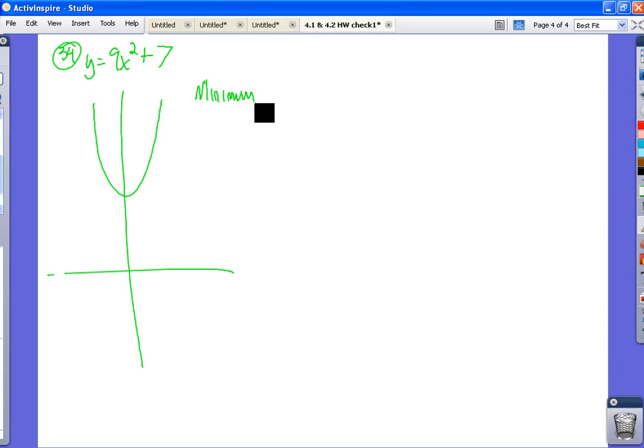Where is that minimum? Well, the minimum is clearly going to be at the vertex, right? So here's the vertex. Where is the vertex? At 7. What are the coordinates? 0, 7. That's all they're asking for. They just want to know what is the minimum value. The smallest value you could possibly get is 7. You cannot get a smaller value than that out of this function.